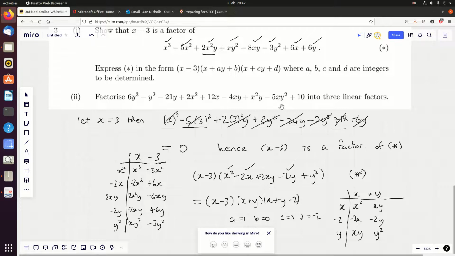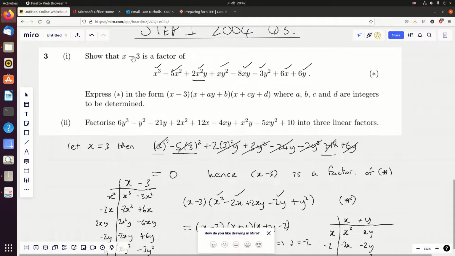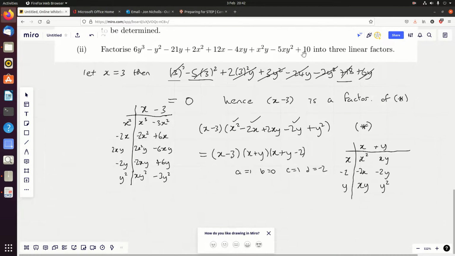Now remember, there's various hints when you use factor theorem. It wasn't obvious here with this one, but certainly with this one, the factor pairs you should be picking are like 1, 2, 5, and 10. Probably 2 or 5, because they're probably not going to go boring with 1. And also, don't forget, it doesn't have to be X necessarily. It could be Y as well.